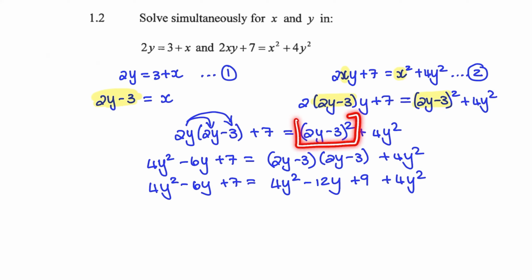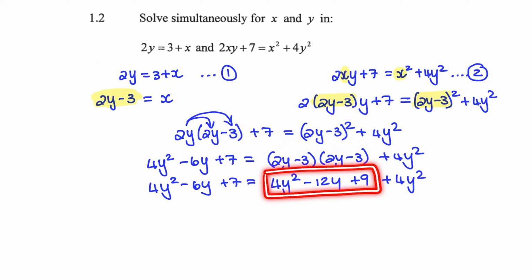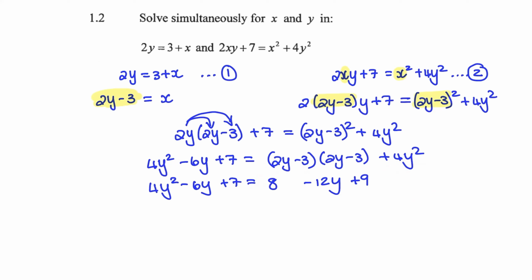So 2y minus 3 squared is expanded into two brackets, and when I multiply out by foiling, I have 4y squared minus 12y plus 9. Also notice that I have 4y squared plus 4y squared on the right hand side. So when you add up those like terms, you have 8y squared.